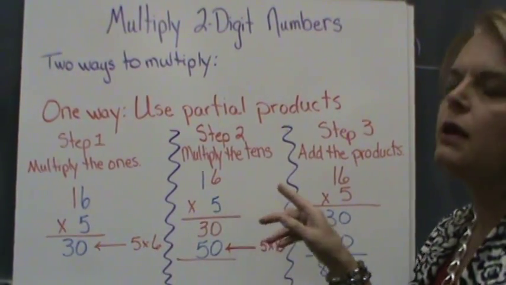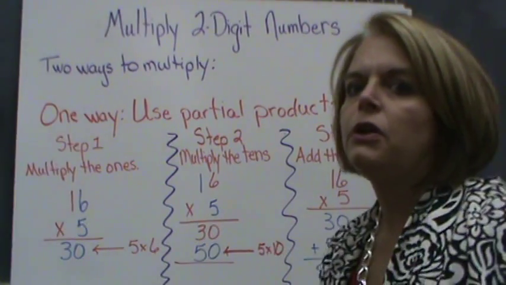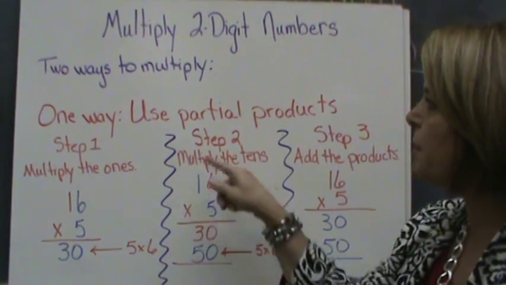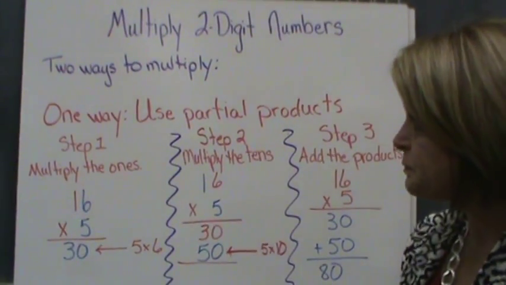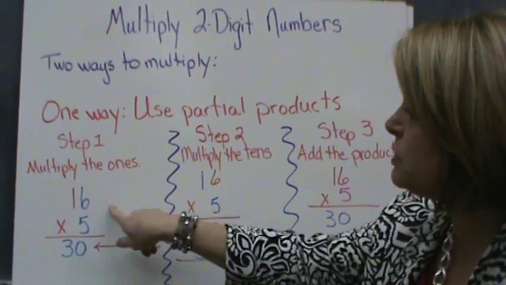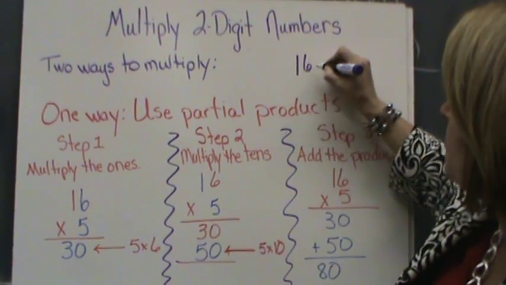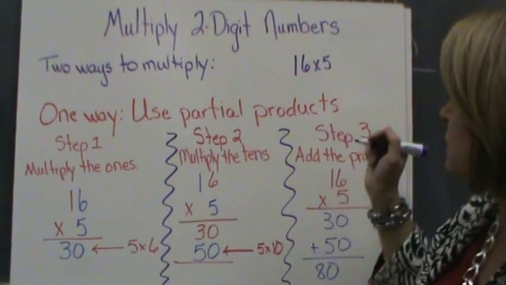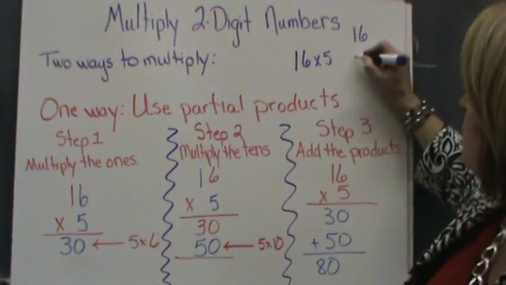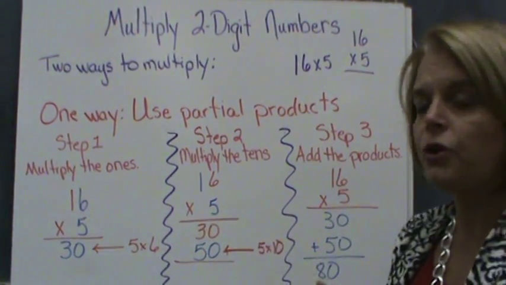We know that a product is the answer to a multiplication problem. When you multiply two numbers together, you get a product. So we're going to work towards that product a little bit at a time. Partial means part. When you set up the equation, my equation here is 16 times 5. And it's easiest when you're multiplying double digits to go up and down. 16 times 5. So write your problem vertically.